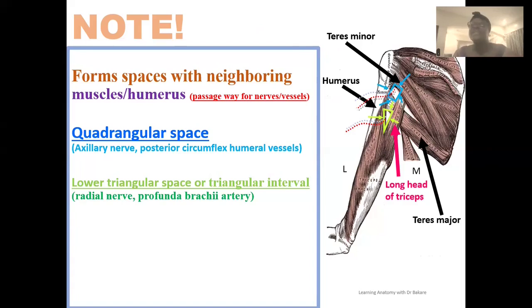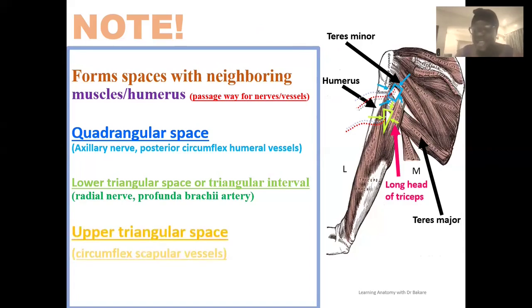Then going to the next space, which is the upper triangular space, and this is what is carved out here in yellow. If you look at this space, you see that it is indeed upper and it is of course triangular in shape. This is also a three-sided space that is bordered by also three structures because it is triangular in shape.